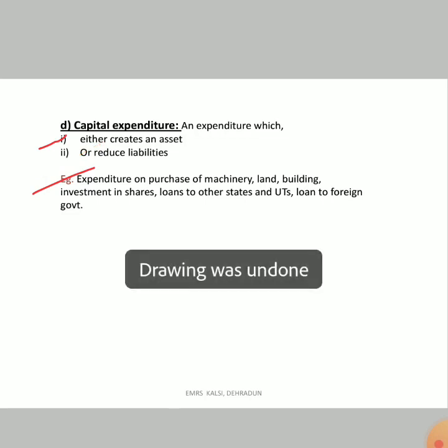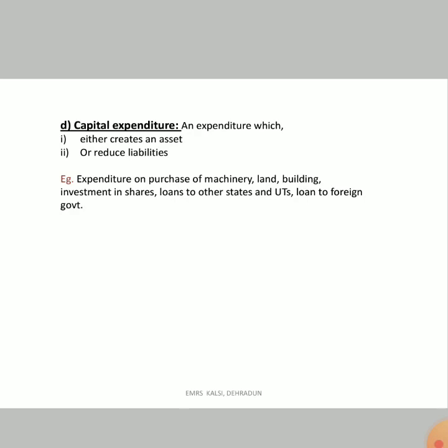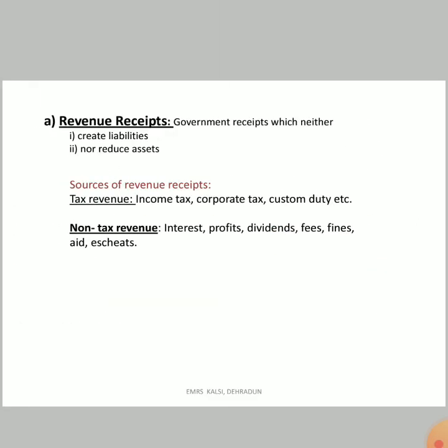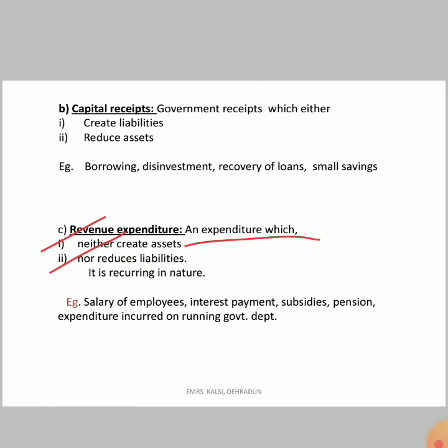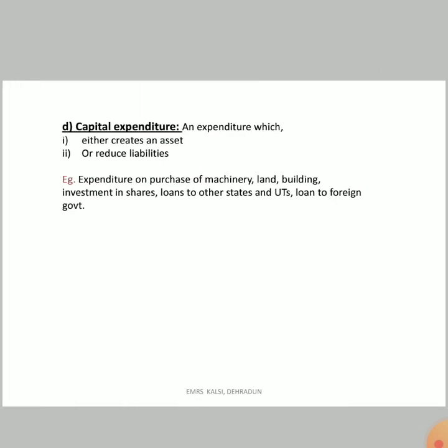So these are the components of the government budget. These are the four components: revenue receipt, capital receipt, revenue expenditure, and capital expenditure. In the next topic we will study the objectives of the government budget.